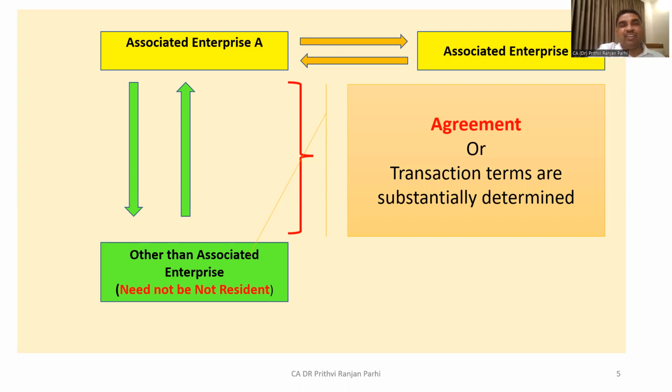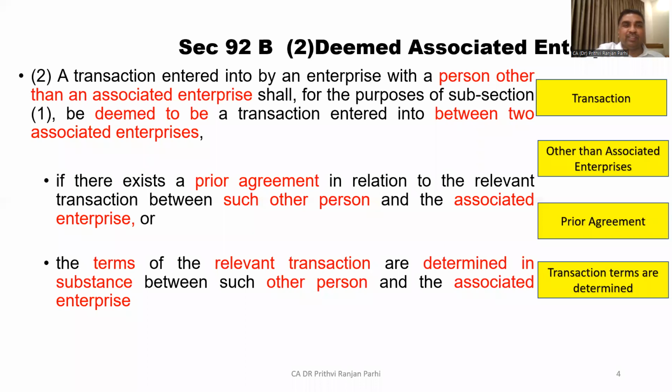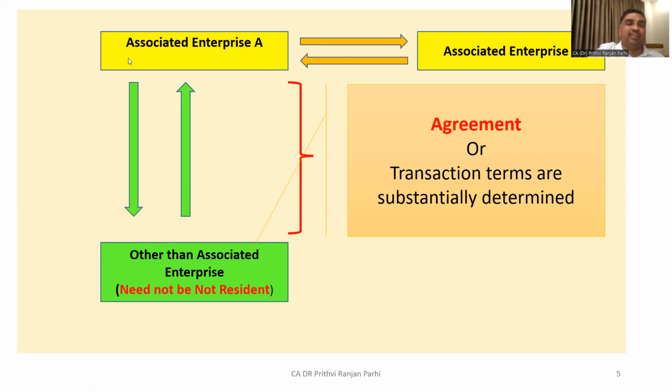Then fine. If it is an international transaction, then transfer pricing provisions will be applicable. They have to compute ALP, arm's length price. But the next provision, that is 92B(2), is saying that let us say this is an associated enterprise, and there is a transaction with any other party which is not an associated enterprise. So let us say this party is not an associated enterprise.